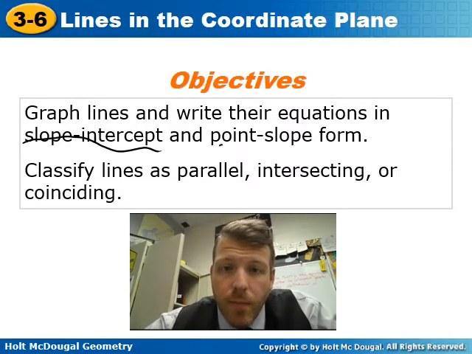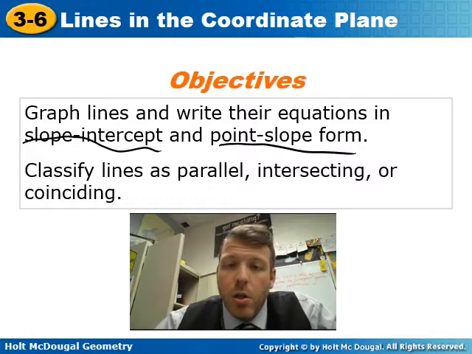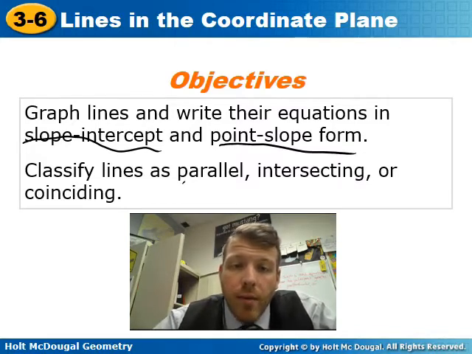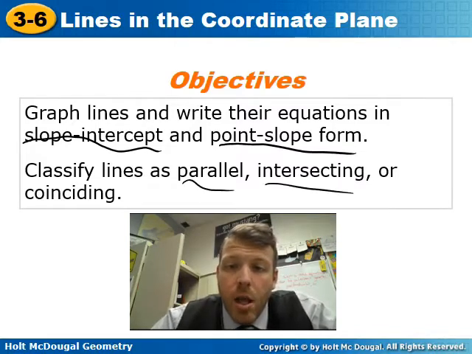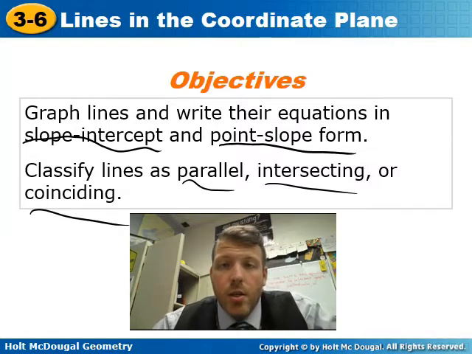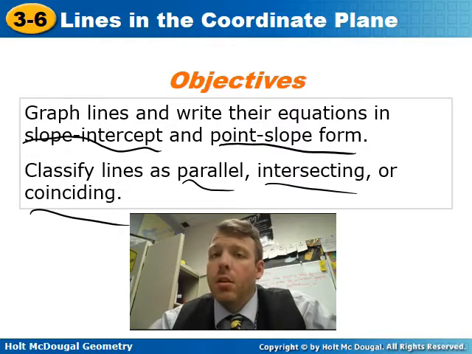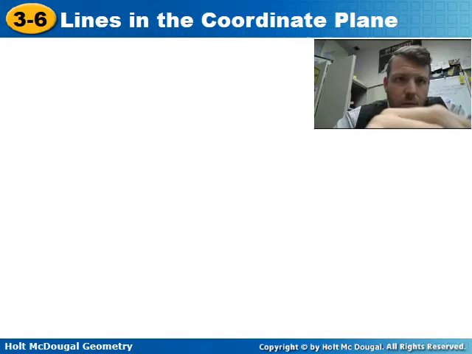Slope-intercept form and point-slope form, which we're going to go into here in a second. And we also have parallel lines, we just talked about, intersecting, or coinciding. Okay, we kind of got rid of the perpendicular there. So we'll talk about this in a second.